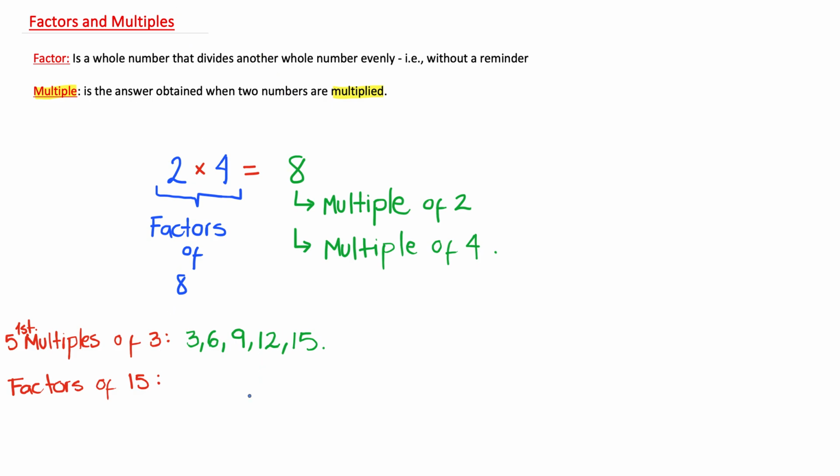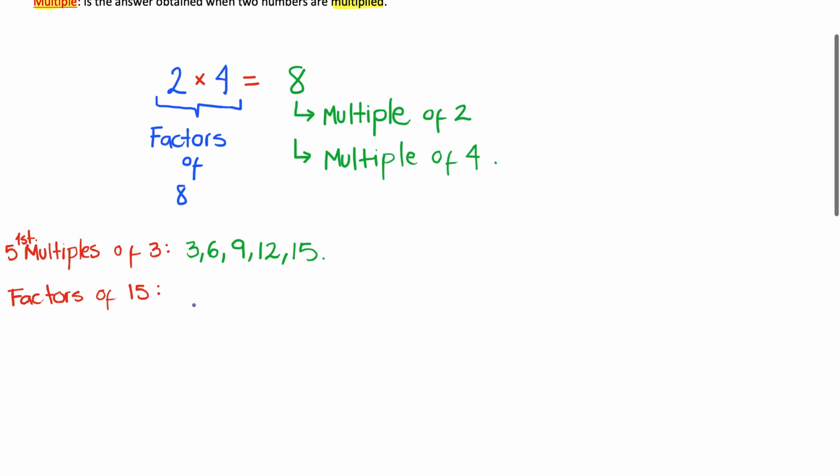This is the system that I like to use: I always start with 1, because every number can be divided by 1. So I say 1 times 15 is equal to 15. Wonderful. Now, 2: can I divide 15 by 2? No. Can I divide it by 3? Yes, I can. So I do 3 times 5 is equal to 15. The next one will be 4. Can I divide it by 4? No, I can't. And then it goes around, and I know that I already have 5 here. So the last one is 15.